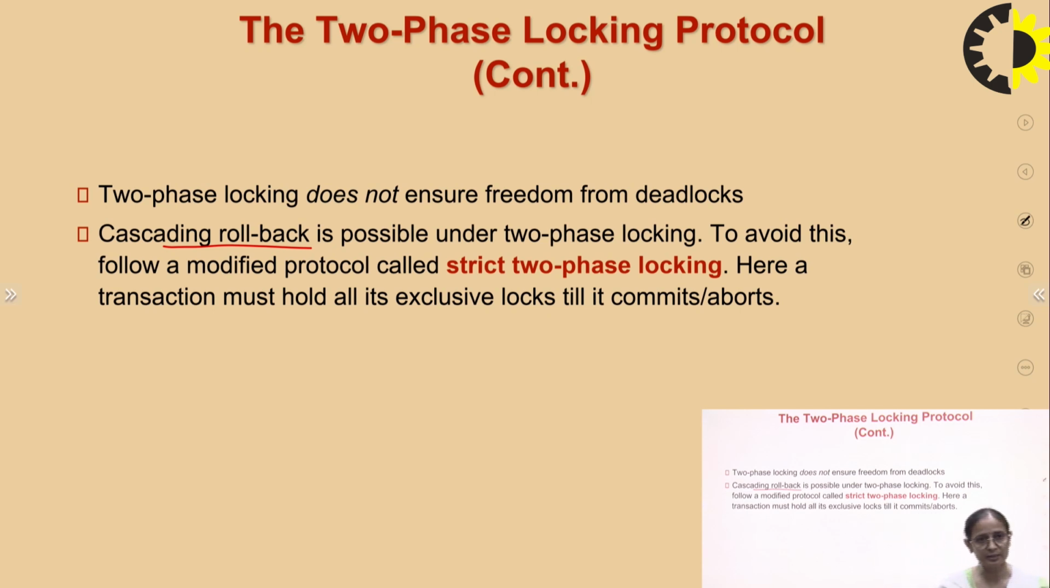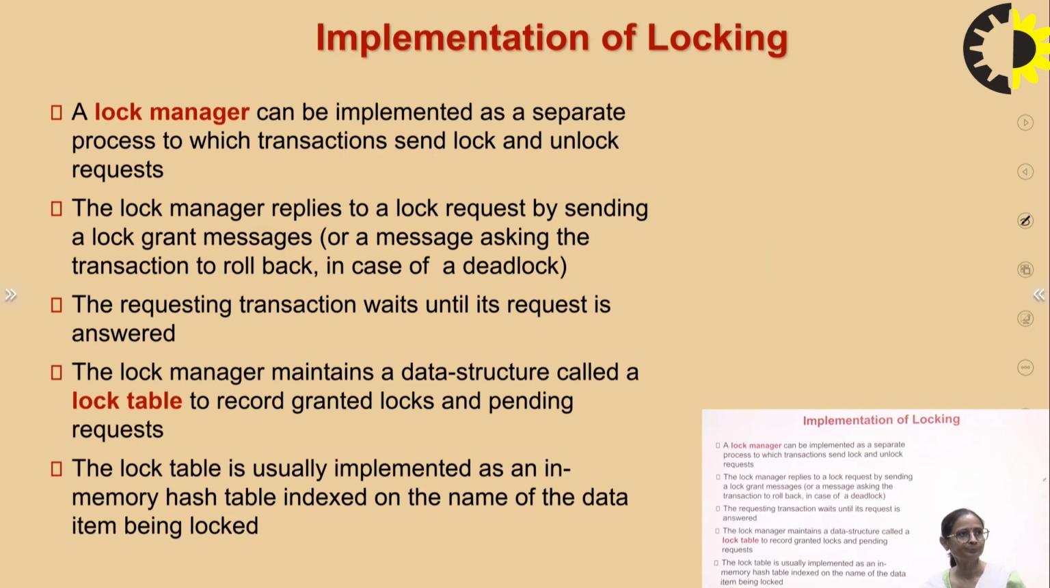What is cascading rollback? In the case of cascading rollback, if we are rolling back one transaction, then we need to roll back other transactions as well, because they are working on a shared data item, and due to this the other transactions also need to be rolled back. To avoid this, follow a modified protocol called strict two-phase locking. Here a transaction must hold all its exclusive locks until it commits or aborts. That is, once you start unlocking, you should go for the commit operation.